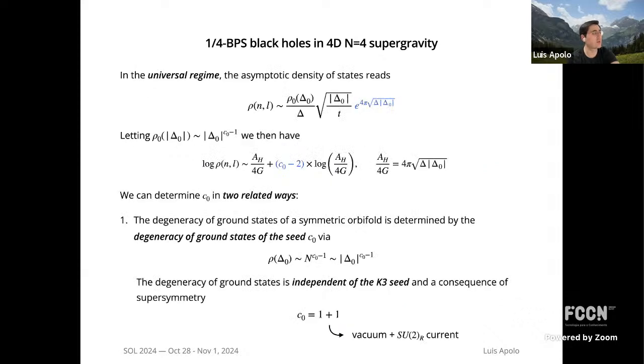Okay, and so if you go ahead and apply the formula that we found before to compute these logarithmic corrections, you find an answer of this form. And this is an answer that depends only on the ground state degeneracy of this weak Jacobi form, which is determined by this C naught. So C naught here is the ground state degeneracy in the elliptic genus of K3, which is known to be 2. And here I explain exactly where this 2 is coming from from 2 different perspectives.